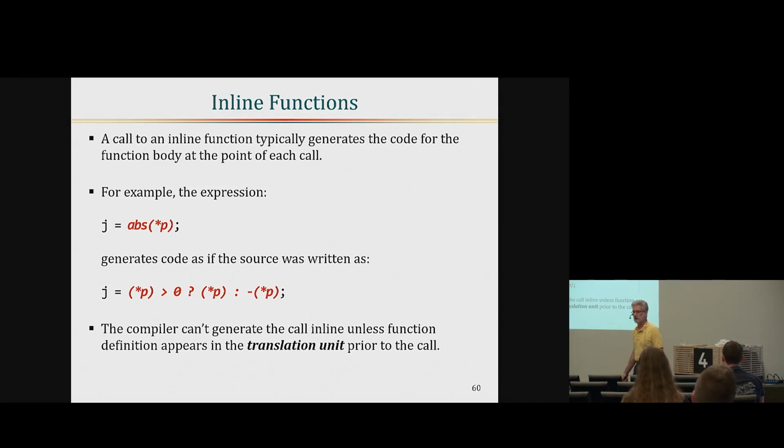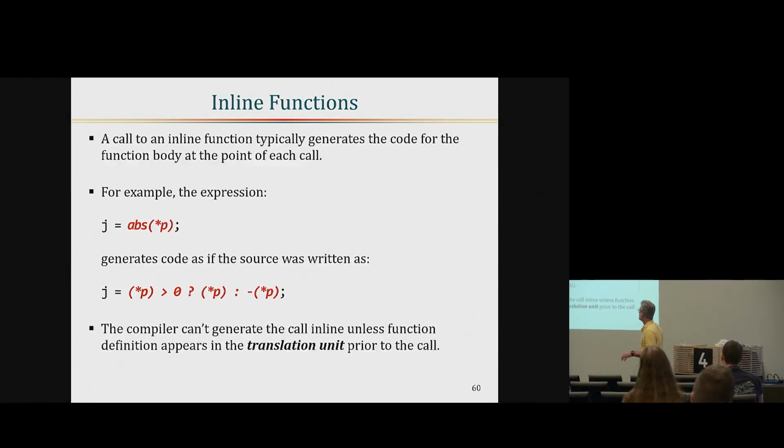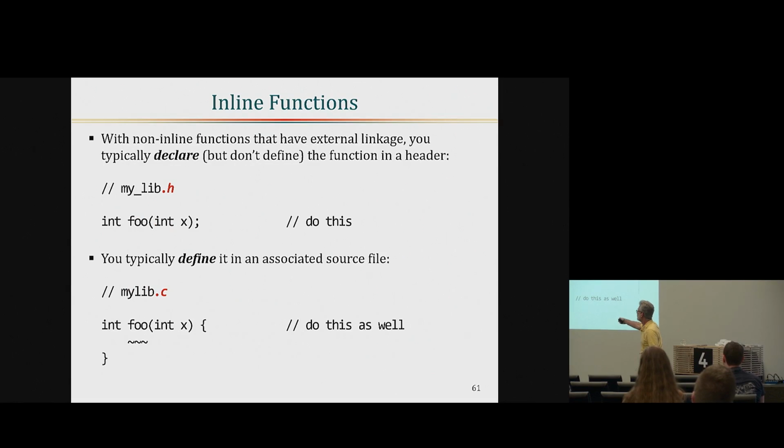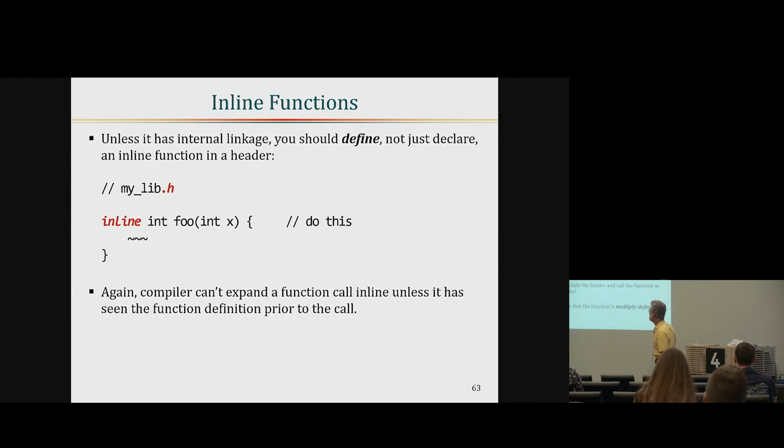And so the consequence is, by the way, that with normal non-inline functions, you declare them in a header and define them in a C or CPP file. But with inline functions, you actually put the entire function definition in the header. That's so that the function definition is visible at the point of the call. And then the problem is that's now a definition of a function with external linkage. If it's not inlined, you're going to have multiply defined symbols. But if it's inlined, it's okay.